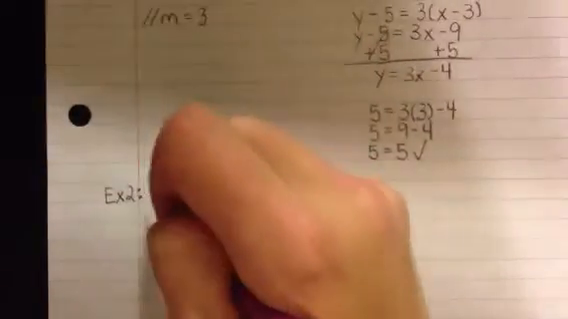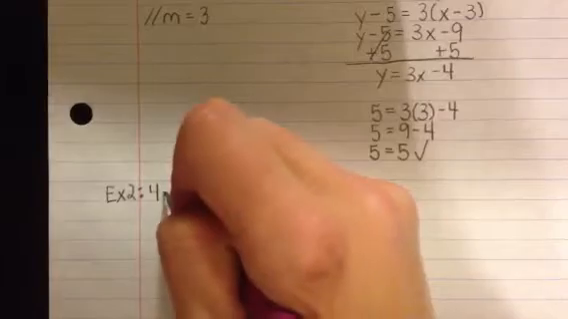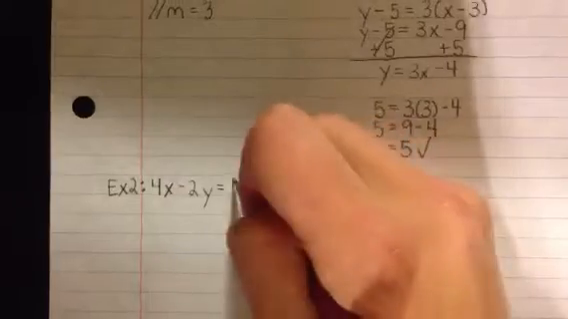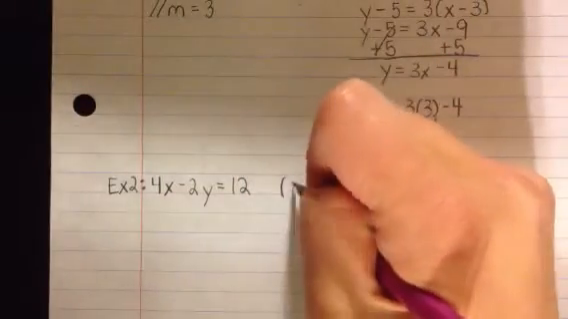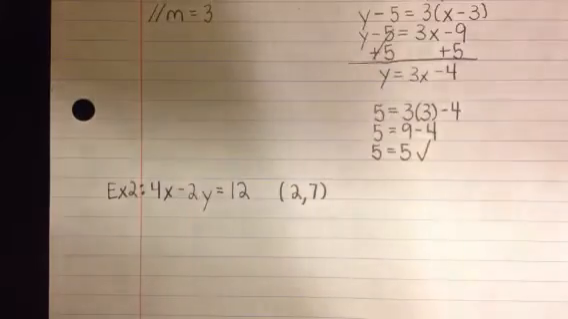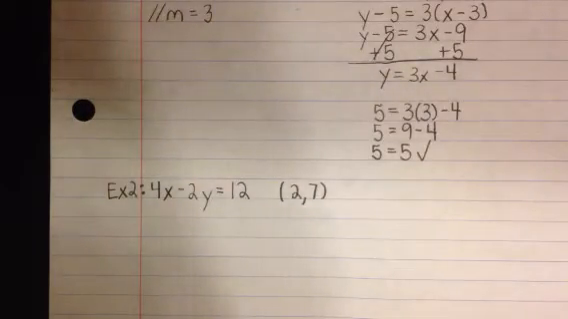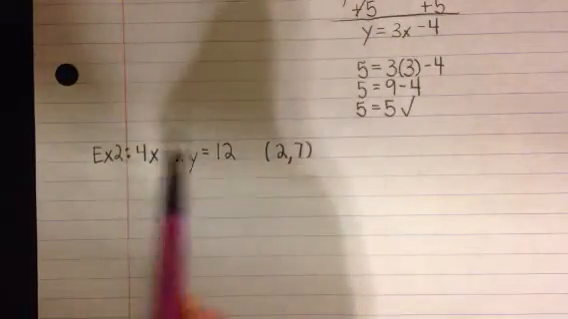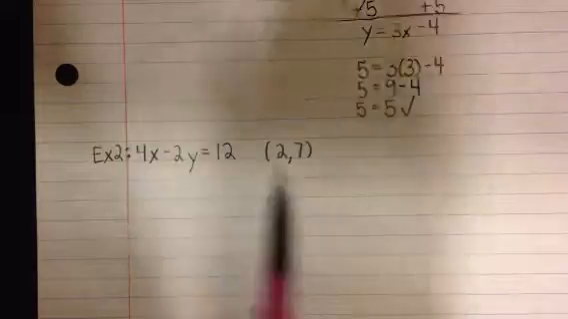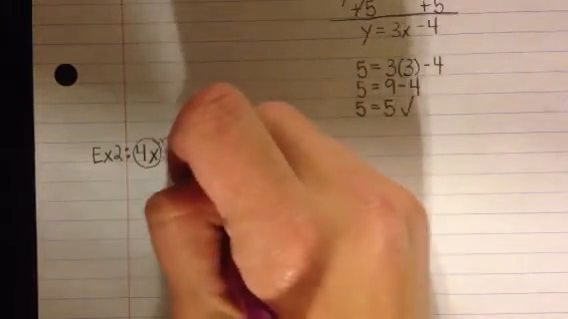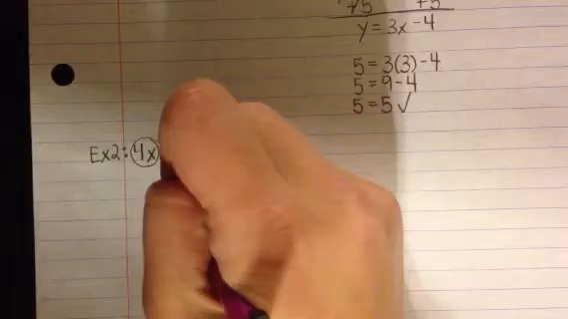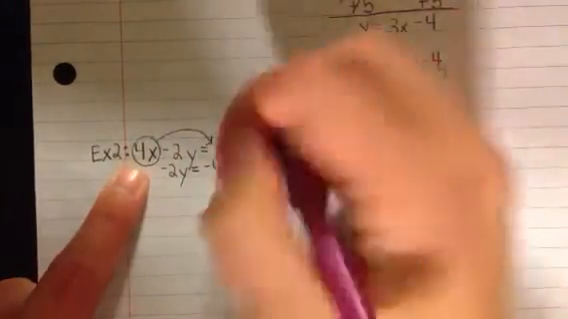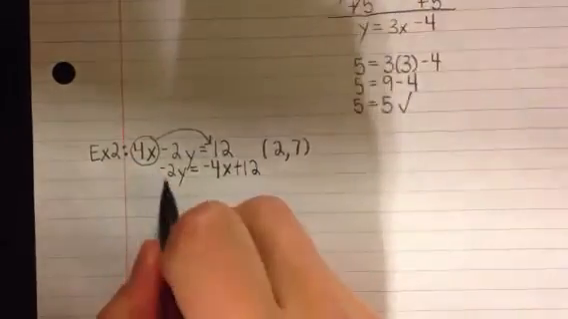So example 2. If you want to know the equation of a line that's parallel to this line and passes through this point, 2, 7, what would you need to do? Well, first of all, you would need to find the slope of this line, and the problem with that is that it's not in slope-intercept form. So what we're going to have to do first is move over the 4x. So we get negative 2y equals, when I move over the 4x, it becomes negative 4x plus 12.